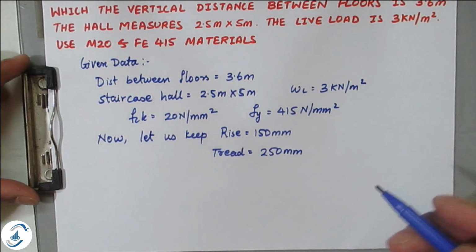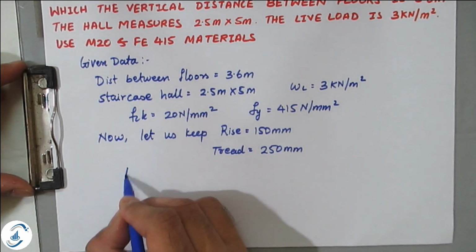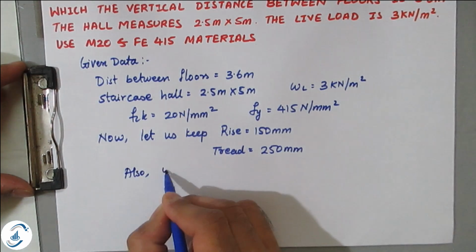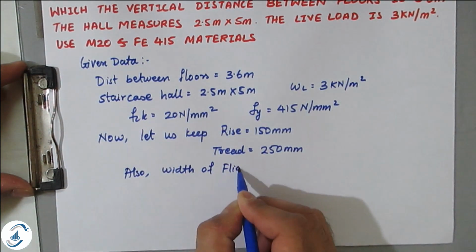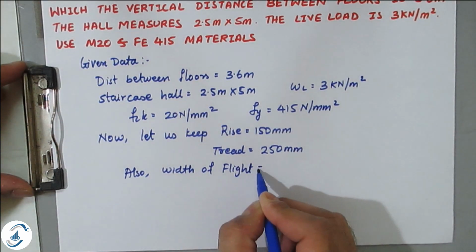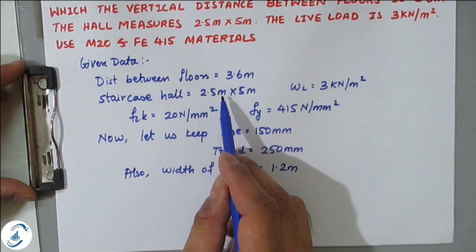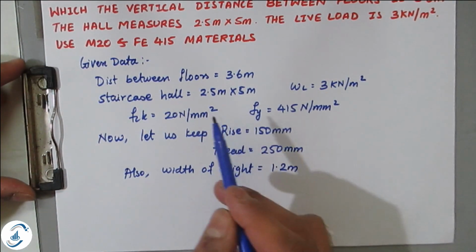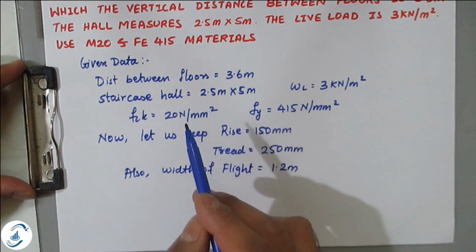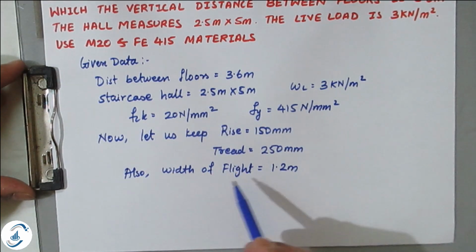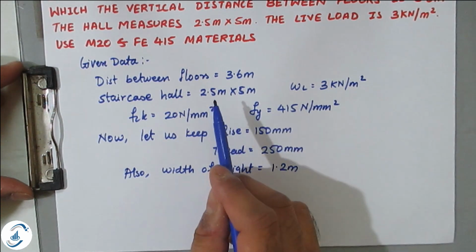Now the width of the flight can also be assumed. Width of flight is equal to 1.2 meters. Already we have 2.5 meters with us. Dog-legged staircase usually means we will be going for 2 flights. So the first flight has a width of 1.2 meters and the other will also have 1.2 meters.